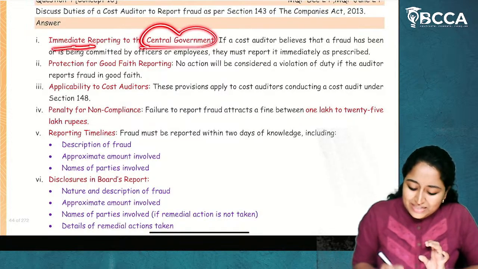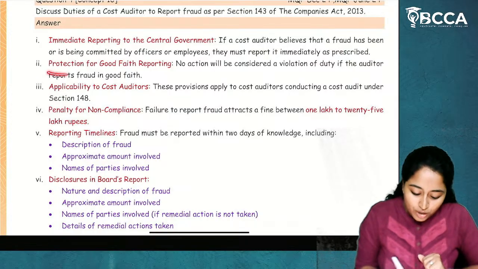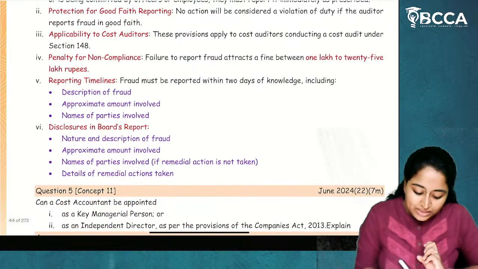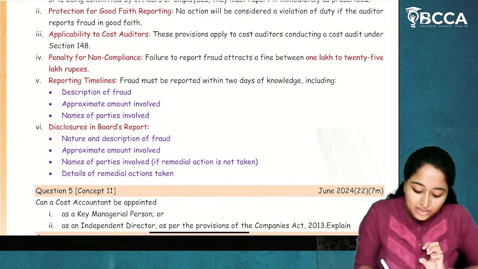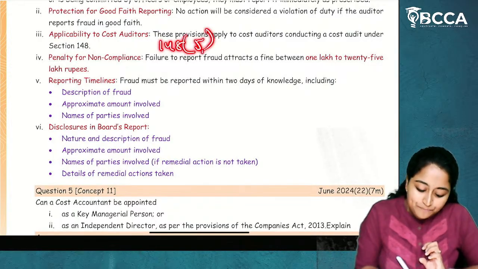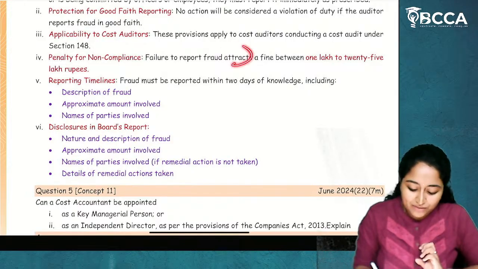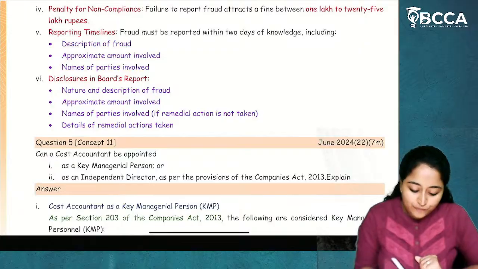Immediate reporting to the central government. If the cost auditor believes that there is any fraud, then he has to report the fraud. Protection from good faith reporting. He will be protected from liability. Applicability of cost auditor. Now, whatever the provision applied under 114 subsection 5 is applied. Penalty for non-compliance. If he is not complying with that, then he will be penalized. Then, he has to report on a timely basis.